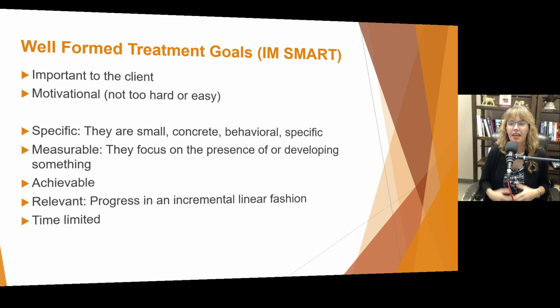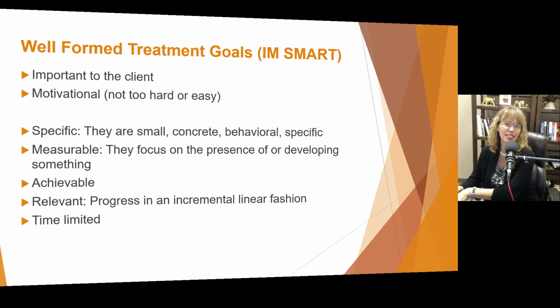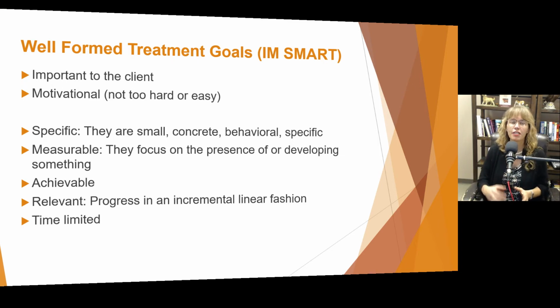They're measurable. They focus on the presence of or developing something. What is the person going to do? They're going to learn about depression by reading chapter 3 in the book provided by their therapist. It's achievable. It's something that they can actually do in the identified time period. And they're relevant. It progresses in an incremental fashion. Every single step in that process in the treatment plan, the person needs to be able to look at that step and say, I see how this is important to accomplish to help me achieve my ultimate goals.